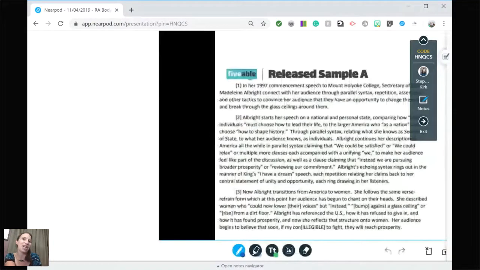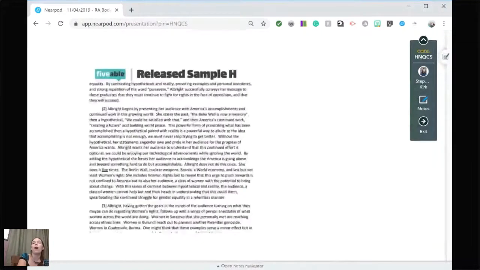Are you ready? Sample H. Let's look at paragraph 2. Holy schmackerels. Look how long that thing is. I would just challenge you, not right now, obviously, but I want you to take your pen and pencil one day, and I want you to rewrite this paragraph on a piece of paper and see how long it is.